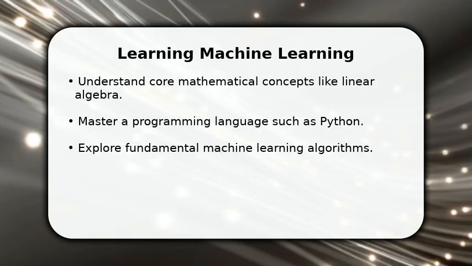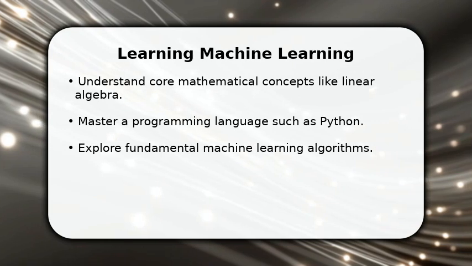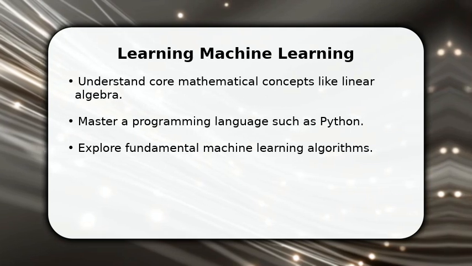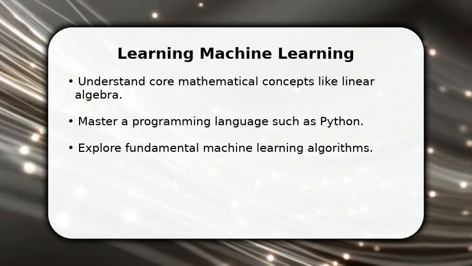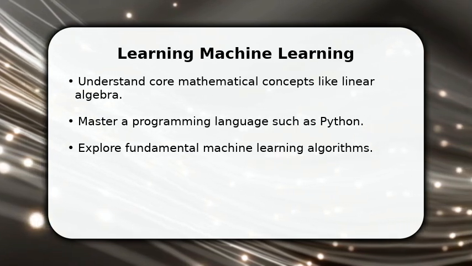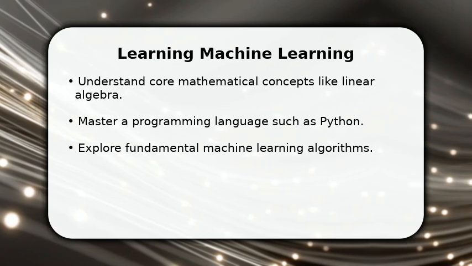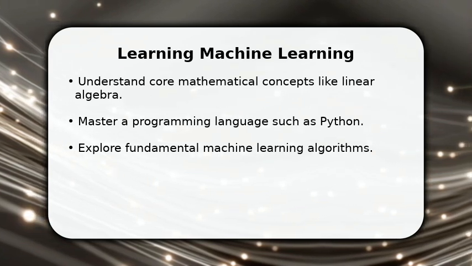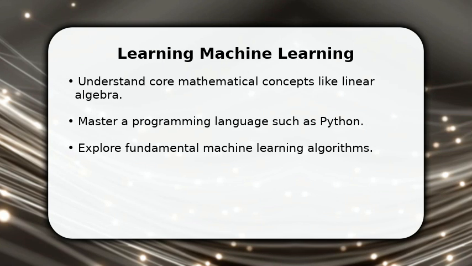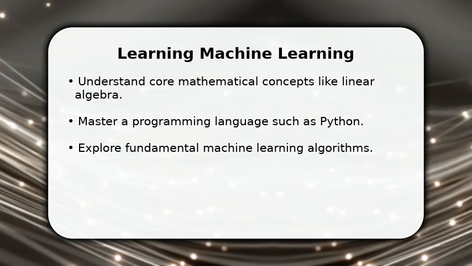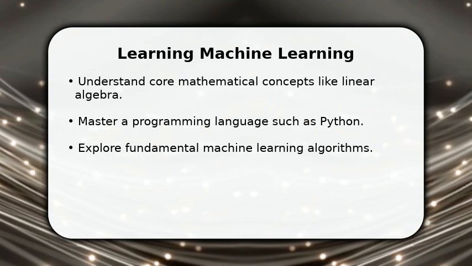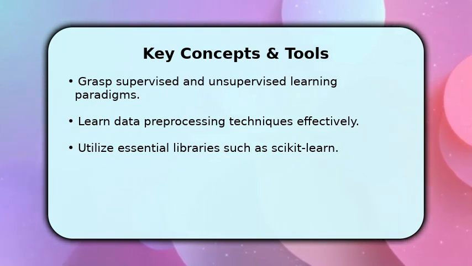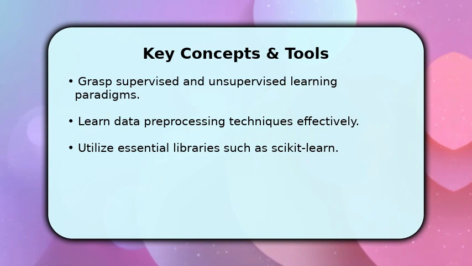Enjoy the video. In this video, I will explain how to learn machine learning step by step. Begin by building a strong foundation in mathematics, especially linear algebra and calculus, which are crucial for understanding algorithms. Simultaneously, master a programming language like Python, focusing on its data science libraries. This dual approach ensures you grasp both the theory and practical application from the very beginning, setting you up for success.